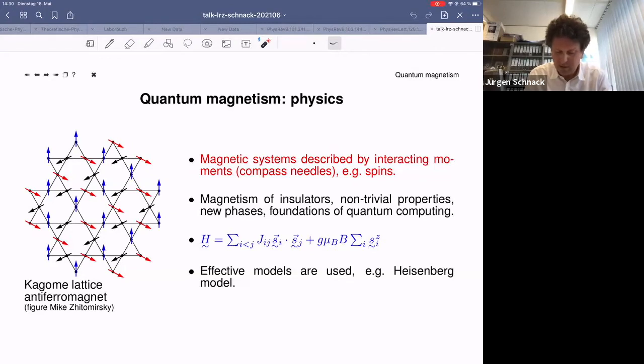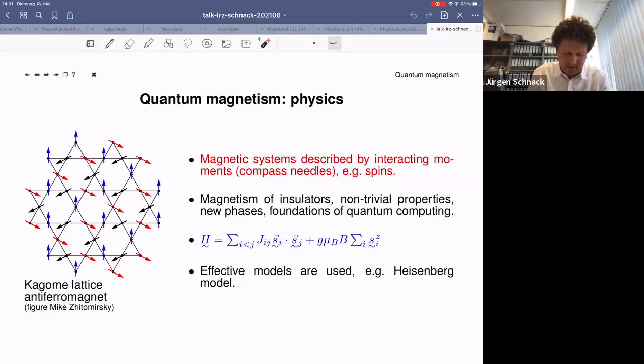In physics, we know that these moments are described by angular momenta, for instance, by spins. With effective models, we describe the magnetism of insulators, and we investigate whether there are non-trivial properties, new phases of matter, and so on. I'd also like to point out that quantum magnetism forms the foundations of quantum computing, because quantum computing is expressed in terms of these quantum mechanical operators that we call spin.